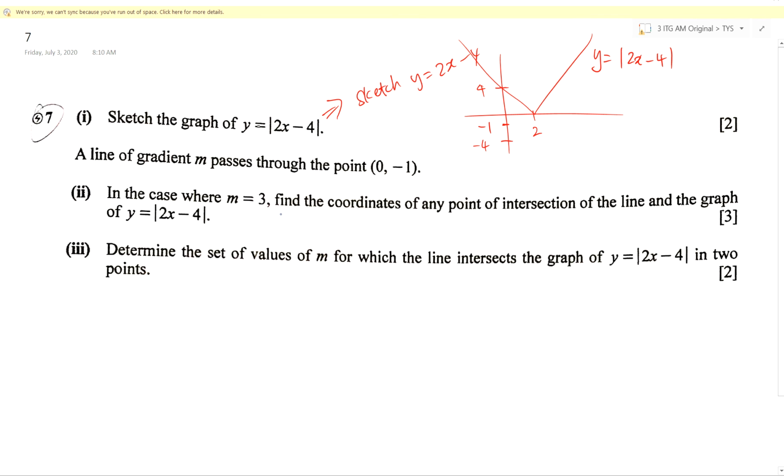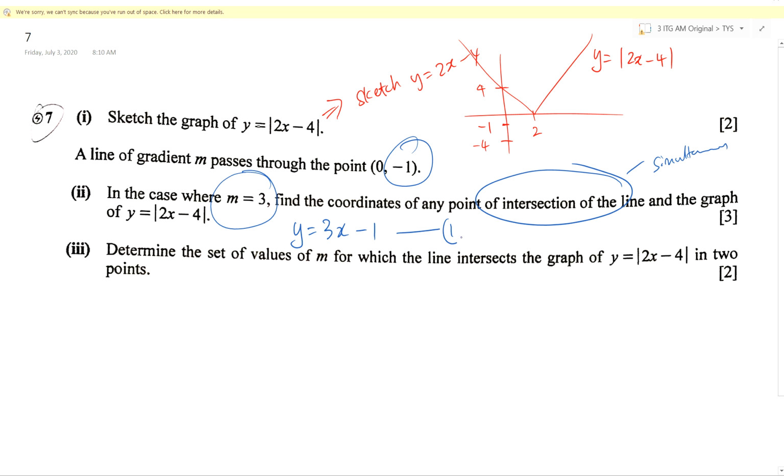Now they tell us that m is equal to 3. A straight line with gradient m, and they give you the y-intercept. So this means y equals 3x minus 1. This is the line. Find the coordinates of the points of intersection of the line and the graph. Again, intersection, simultaneous. So equation number 1, equation number 2. Solve. Solving modulus is also not difficult. So 2x minus 4 equals 3x minus 1.